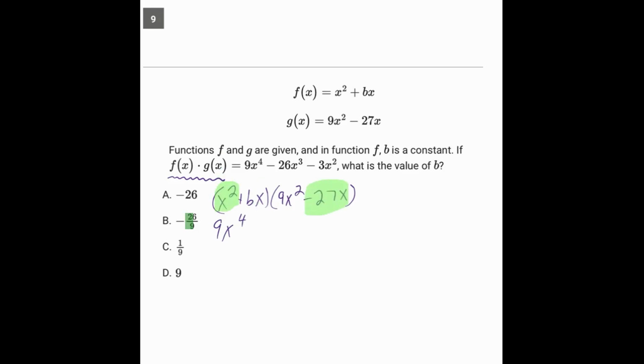Outer times outer will give you negative 27x to the third. Inner times inner will give you 9bx to the third. So plus 9b x to the third. And last times last will give you negative 27bx squared.